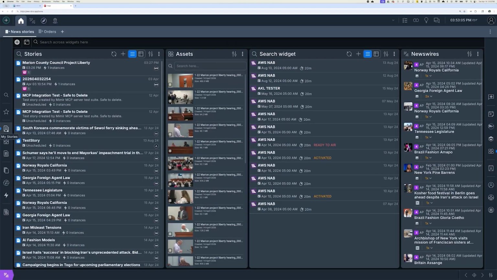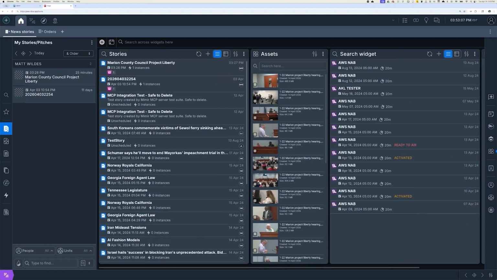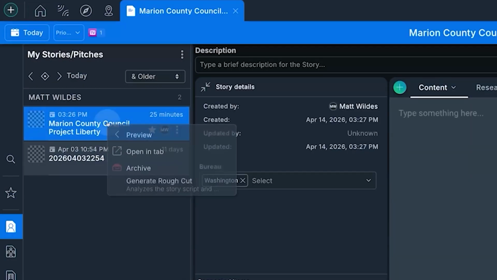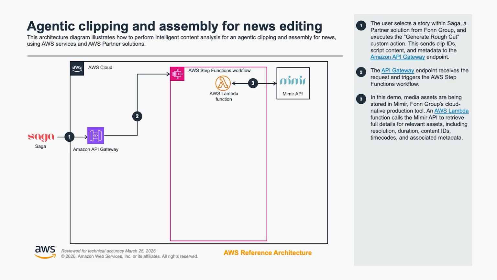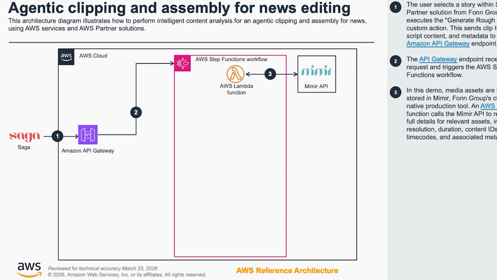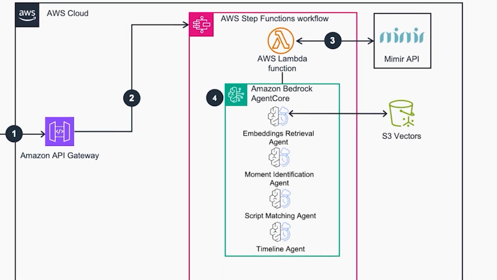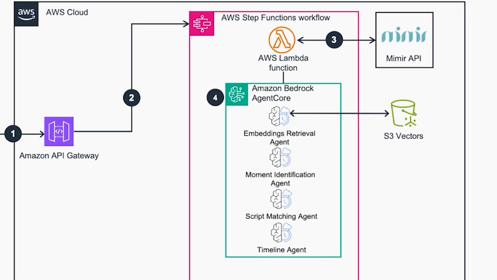They open Saga, which is another Fawn Group solution. They select their story and hit the Generate Rough Cut custom action. That sends the clip IDs, their script, and metadata to our API gateway endpoint. This triggers another Step Functions workflow. A Lambda function calls the Mimir API to pull full details on the raw clips, resolution, duration, timecodes, content IDs, everything the agent needs to work with.